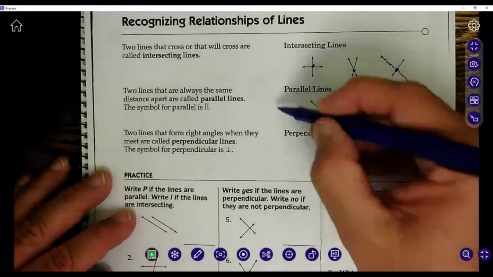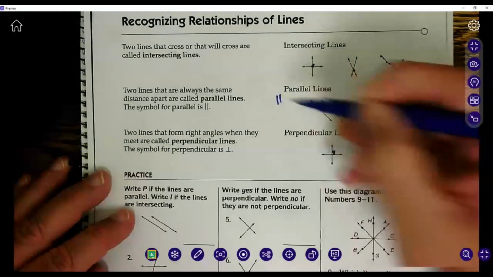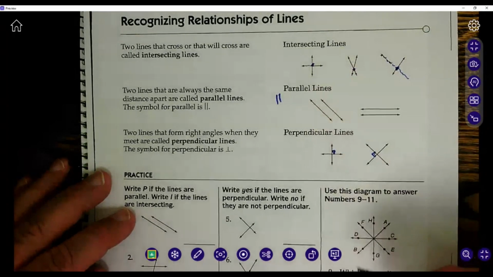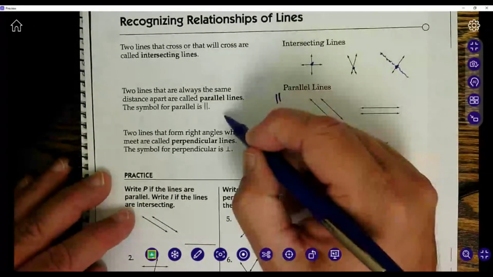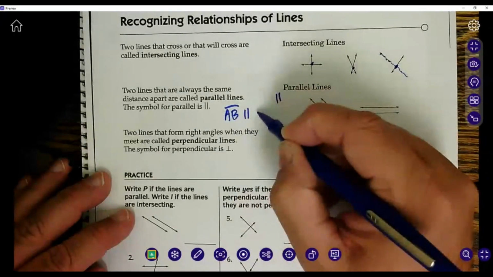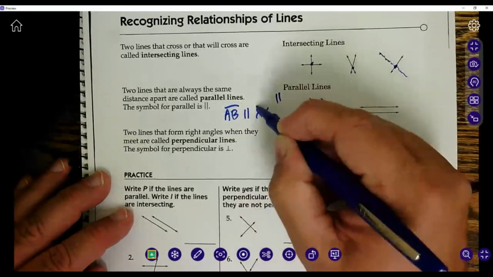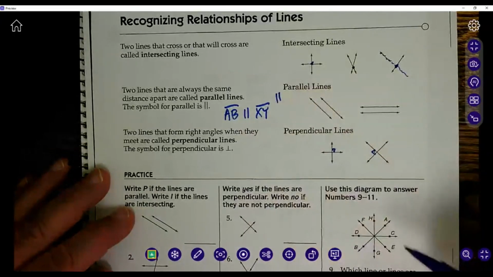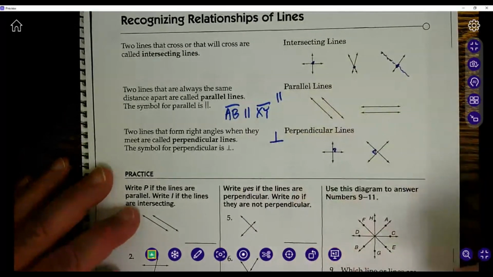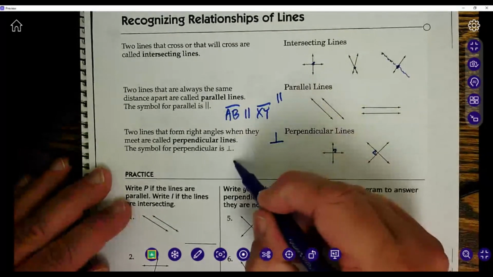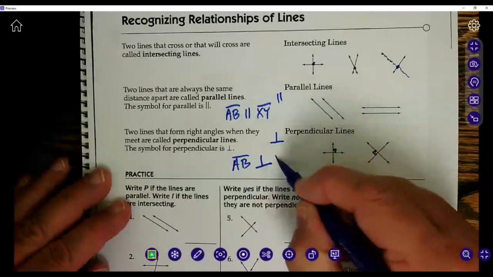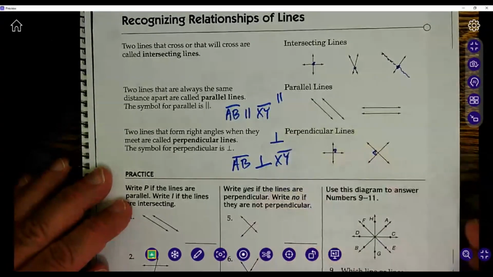The symbol for parallel is just two parallel bars next to each other, almost like you're writing the number 11. So sometimes you might see something written like this: segment AB is parallel to segment XY. The symbol for perpendicular is an upside down T. So you might see segment AB is perpendicular to segment XY.